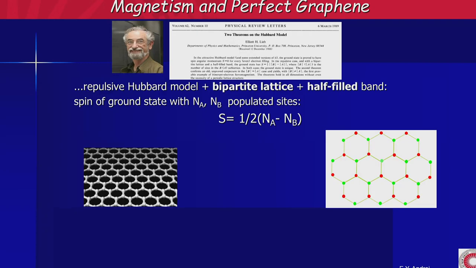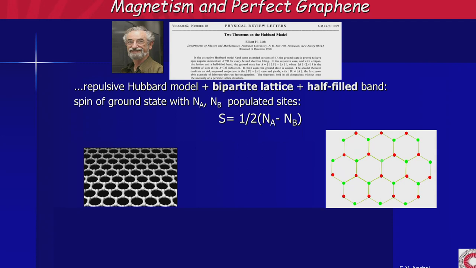And the answer was given a long time ago by Elliott Lieb, who told us that if you have a repulsive Hubbard model with a bipartite lattice, and I'm going to translate this, and a half-filled band, the spin of the ground state with NA and NB populated sites is 1/2 times the difference in population.